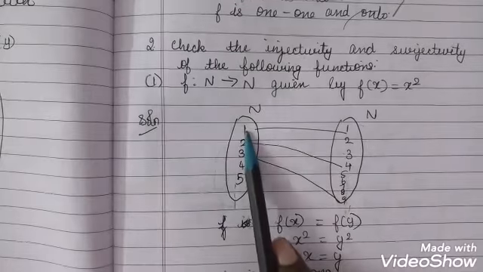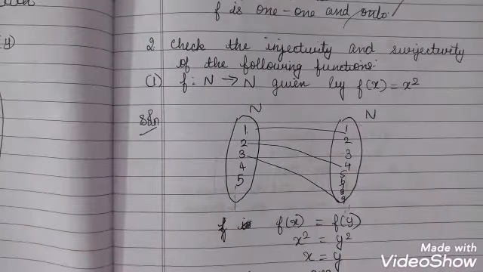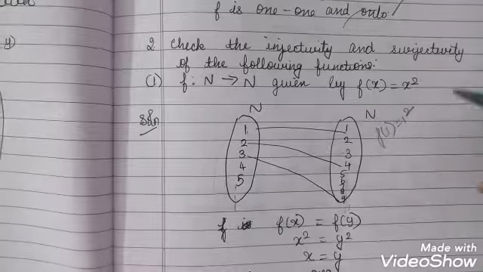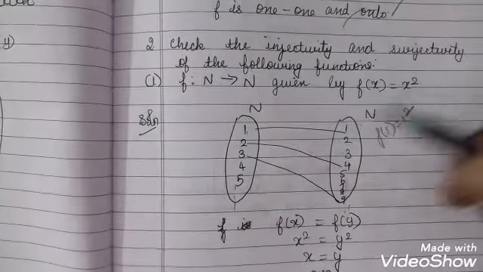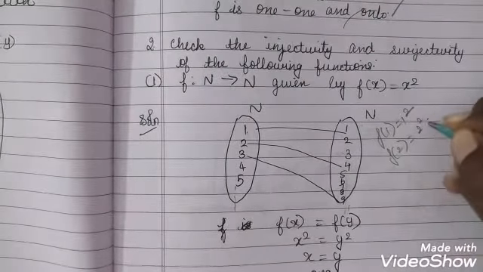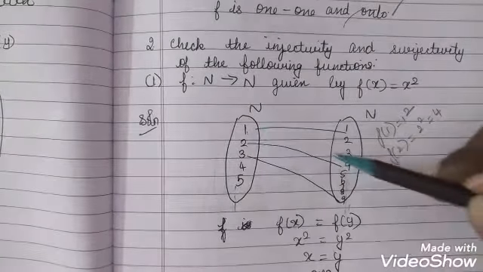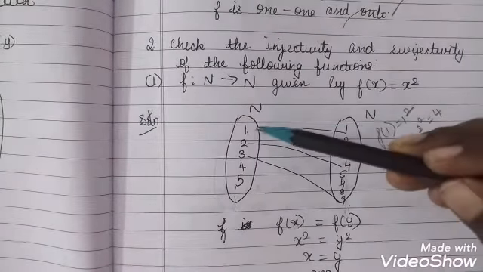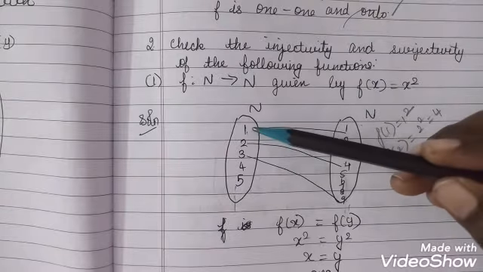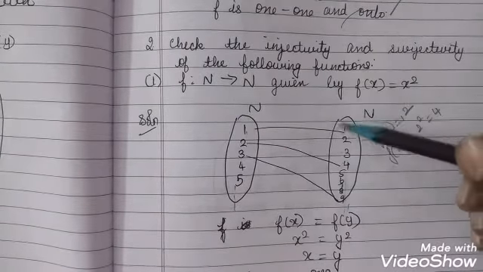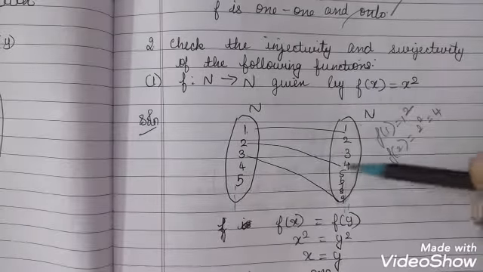When I take 1, f of 1 is nothing but 1 squared. So 1 is mapped onto 1. Similarly, f of 2 is 2 squared, which is equal to 4. 2 is mapped onto 4. 3 squared is 9. So when you look at it, it is a 1 to 1 function, because every element has only a unique image here. But when you look at the pre-images, this is the codomain you get here.